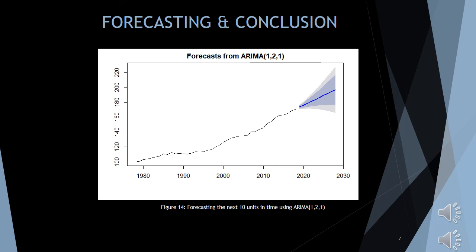We can see from figure 14 that the forecast follows a similar pattern to the original time series, and therefore an ARIMA 1,2,1 model might be useful for predicting Australian energy productivity in the years to come.